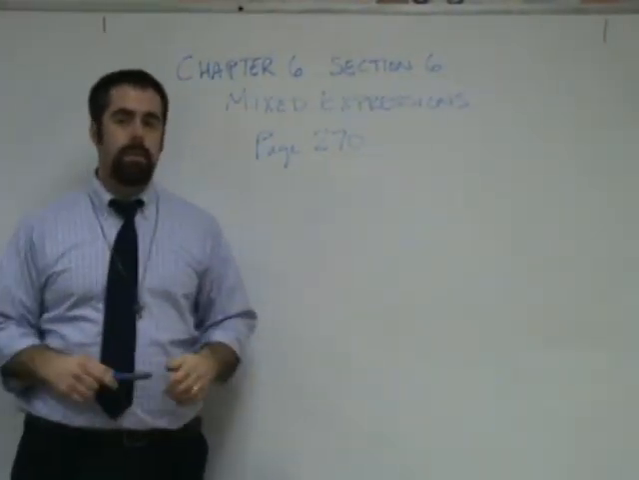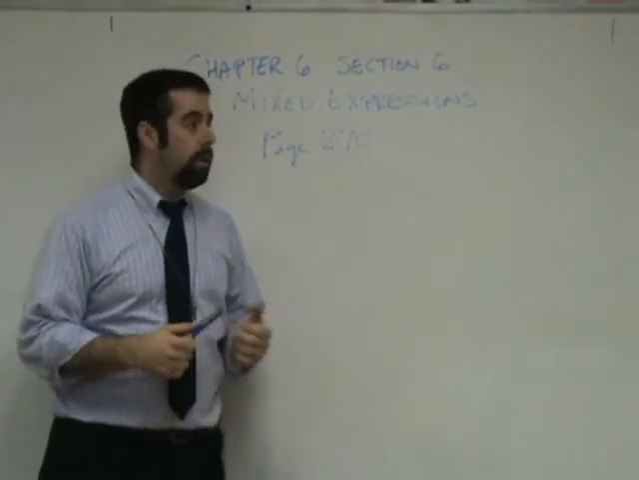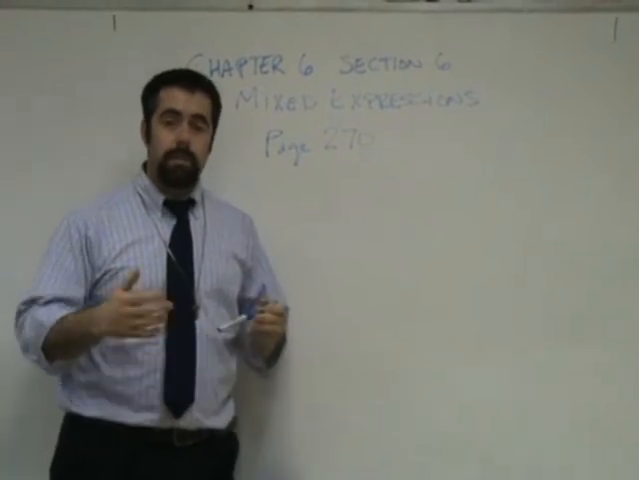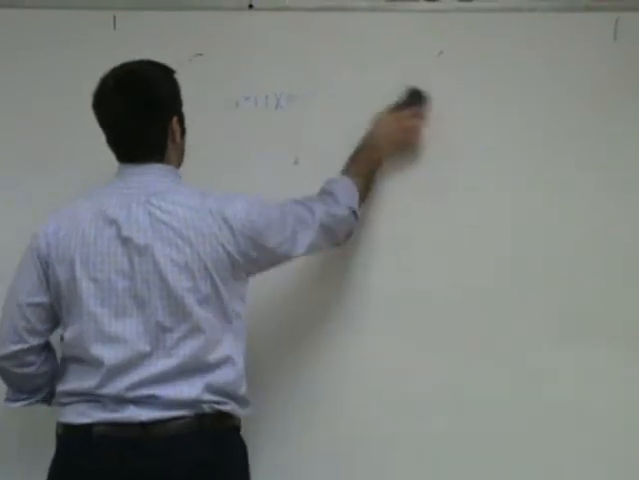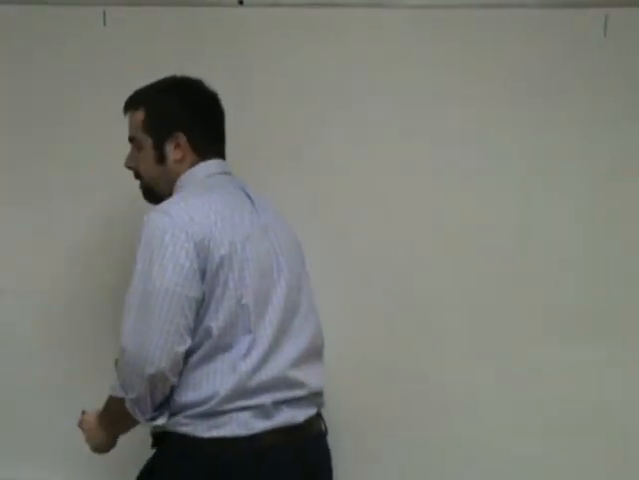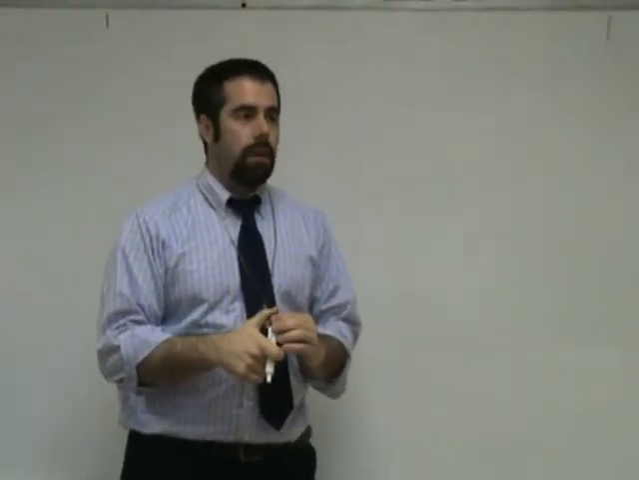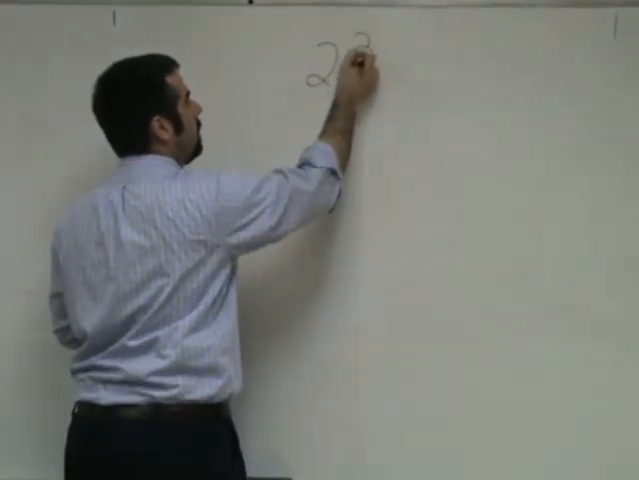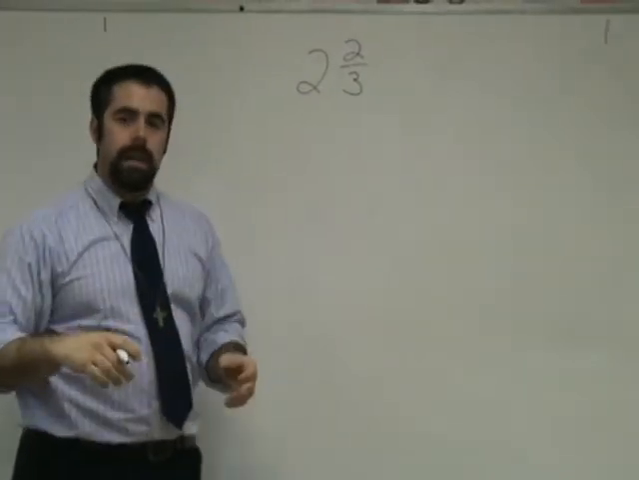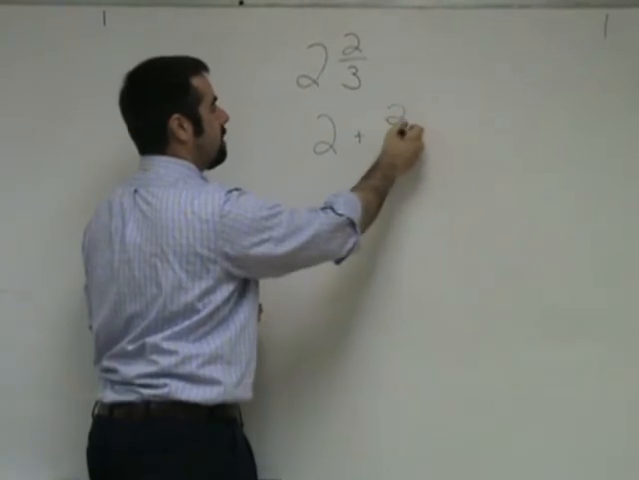Okay, today we are going to continue our discussion talking about Chapter 6, Section 6, looking at mixed expressions, and this is on page 270 in your textbook. Mixed expressions are when we have a whole number attached to a fraction. So we might see something like 2 2/3. What this is really saying is 2 plus an additional 2/3.